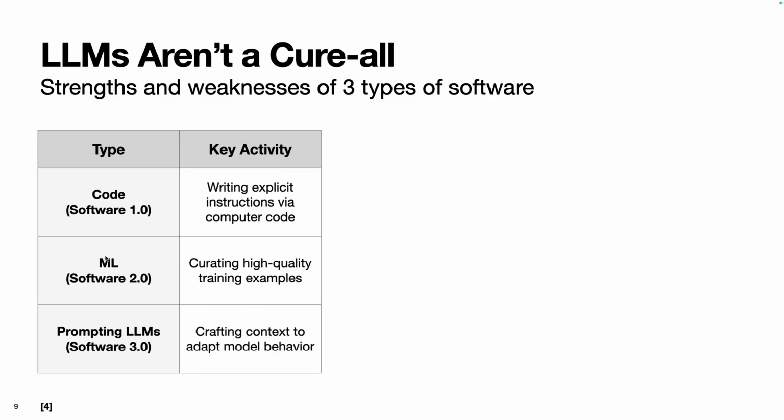Software 2.0, also called machine learning, is a different way of programming computers. Here, instead of explicitly telling the computer what to do with precise instructions, the central activity you do as a developer is you curate high quality training examples so you can basically teach the computer how to do a particular task. And now today, with large language models, we have yet another type of software. Instead of writing code or curating examples, now the central activity is crafting the context to adapt the model's behavior. All 3 of these things have their strengths and weaknesses.